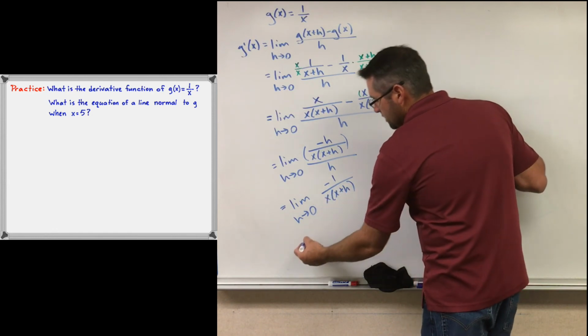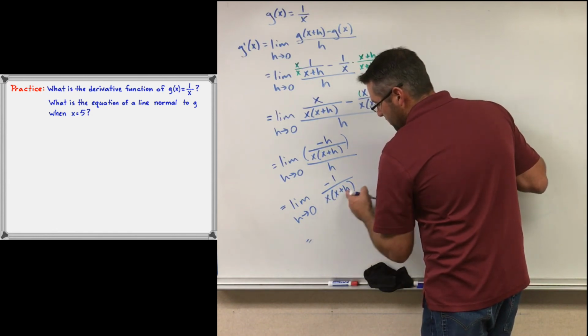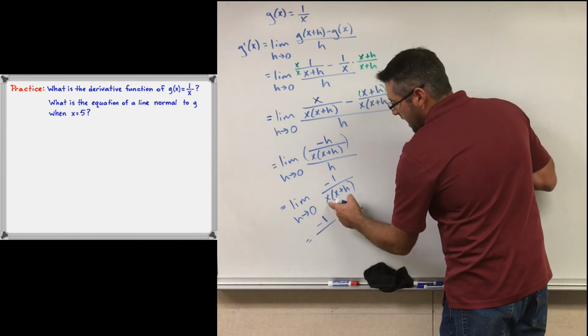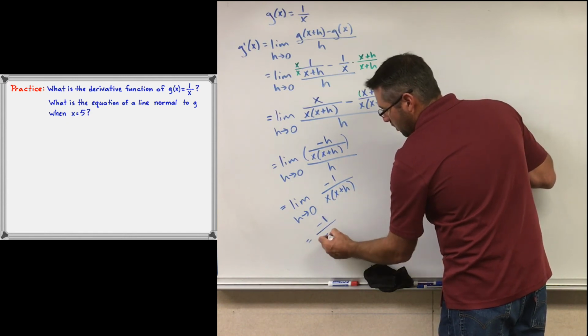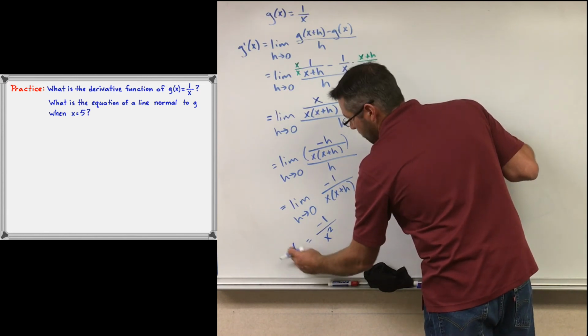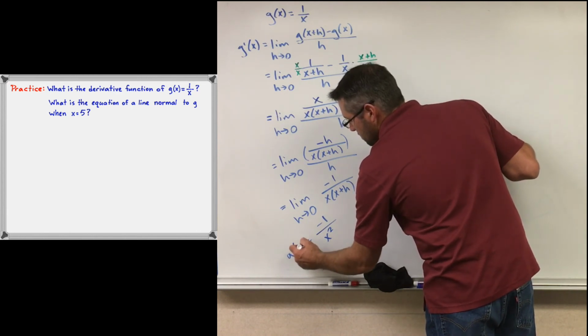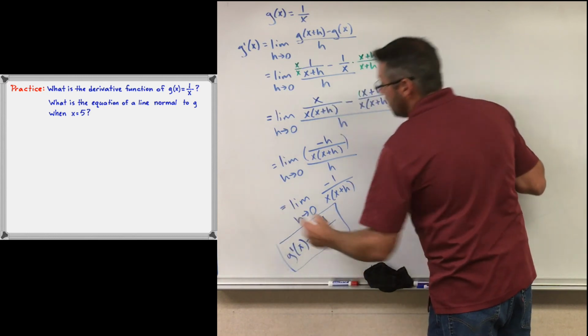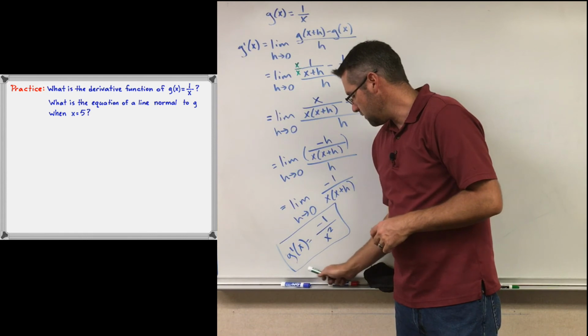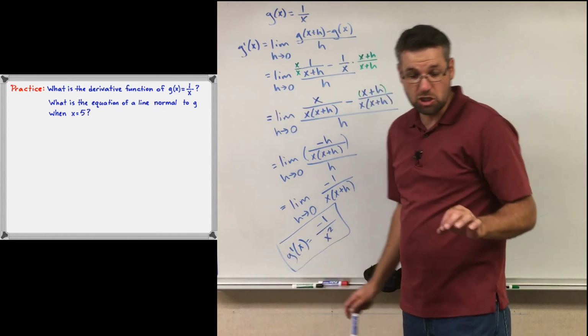And then when I plug in 0 for h, I end up with negative 1 over x times x plus 0, or x squared. So we can say f prime of x, sorry, not f prime, g prime of x, g prime of x is equal to negative 1 over x squared. All right, so that is my derivative function.